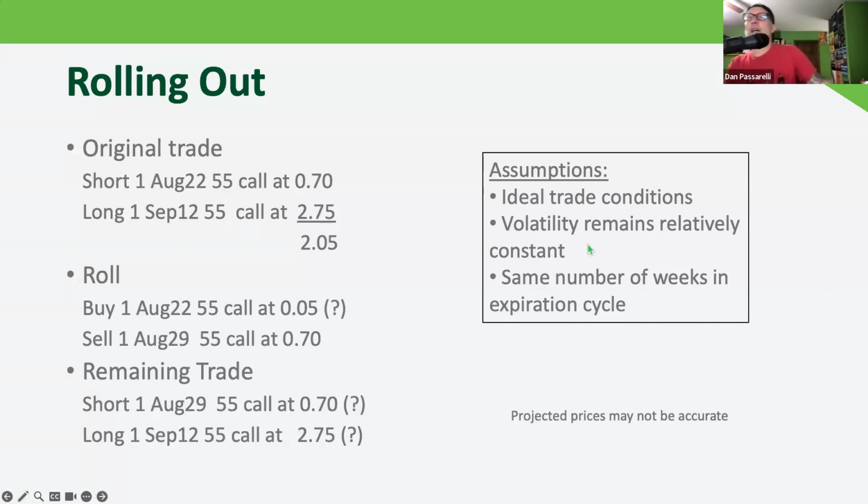Okay. Let's go over to these assumptions. We're going to assume ideal trade conditions. Things are working nice. The stock stays right around 55.